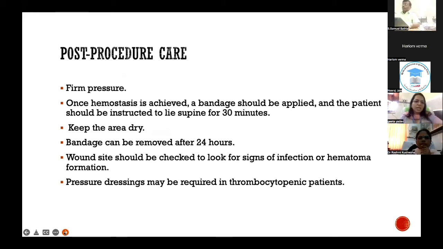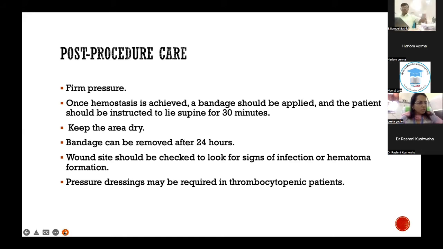Now that wound site has to be given firm pressure. And once hemostasis is achieved, it has to be sealed with tincture iodine, a bandage should be applied, and the patient should be instructed to lie supine for 30 minutes. The area has to be kept clean, and the bandage has to be removed after 24 hours. The wound site is to be checked for signs of injury, signs of infection or hematoma formation.